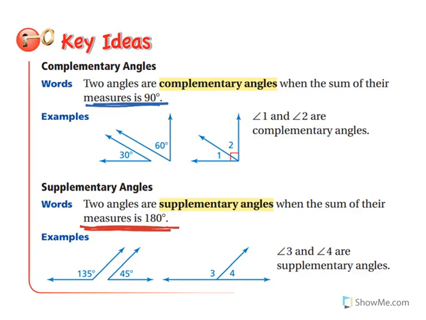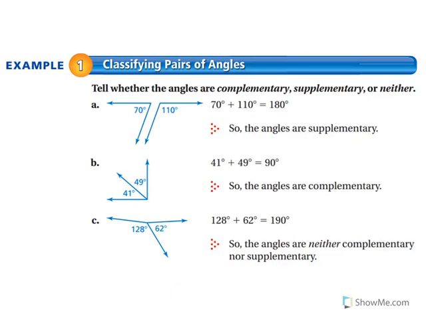All right, this is just kind of base knowledge for what we're going to be doing. So for our first example, the directions tell us to tell whether the angles are complementary, supplementary, or neither. And that's all you have to do, right? So for number A, we have 70 and 110. Well, if you add 70 and 110, you get 180. Therefore, these must be supplementary angles.